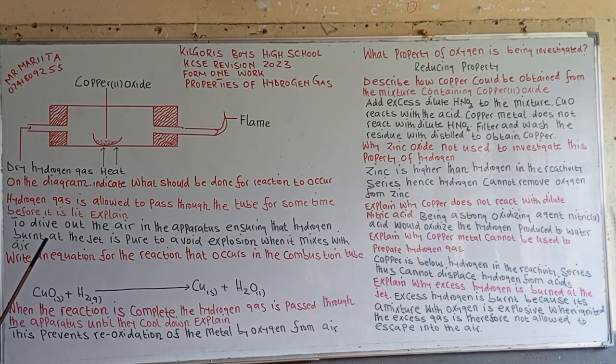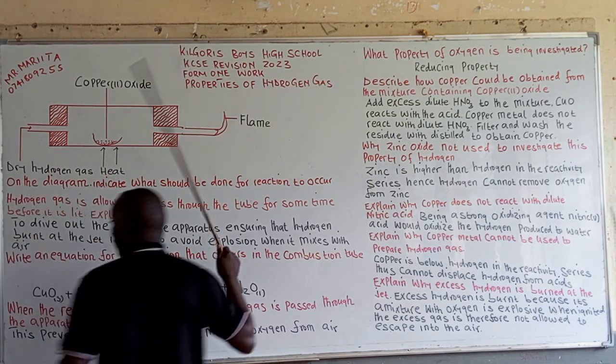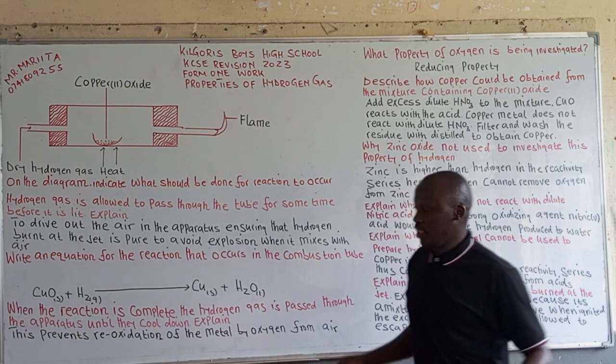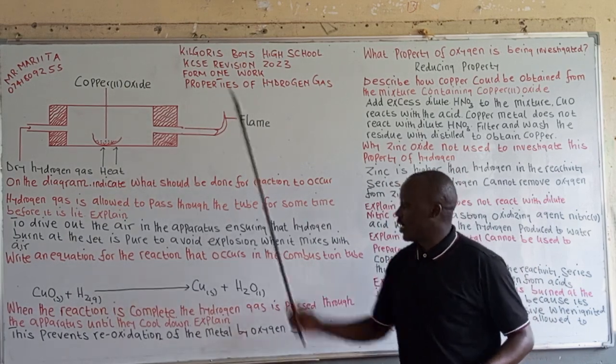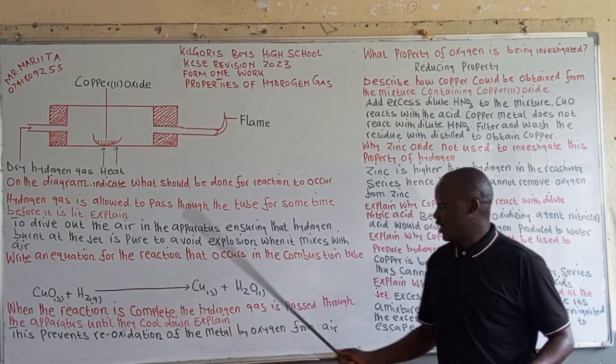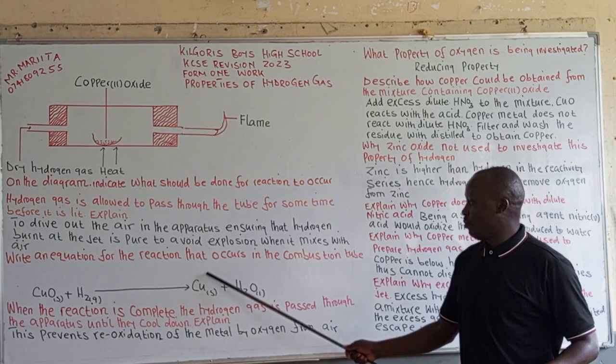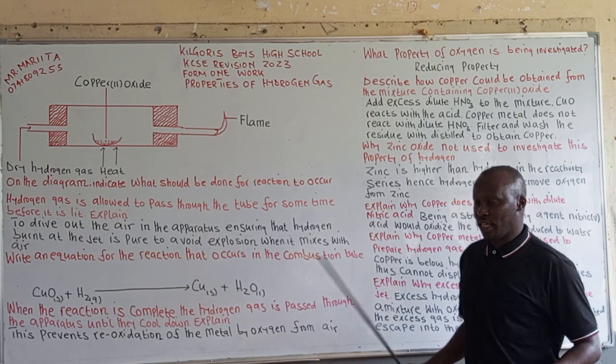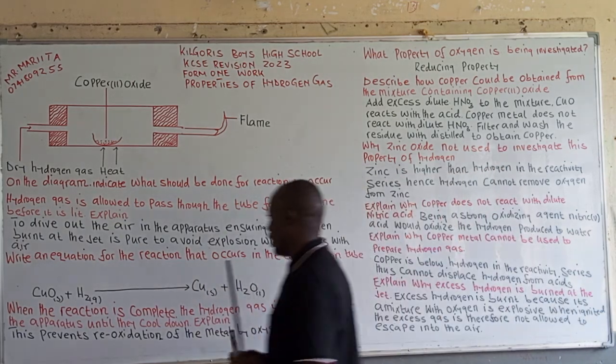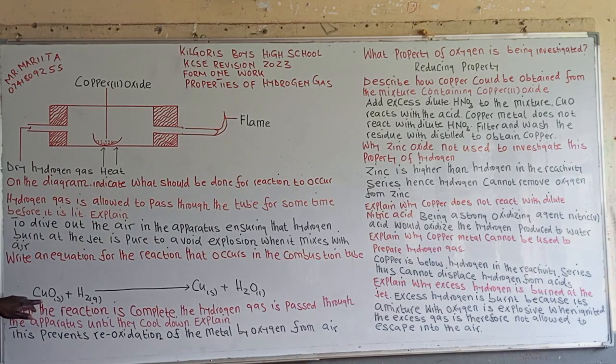Write the equation for the reaction that occurs in the combustion tube. In the combustion tube, in the presence of heat, copper oxide combines with hydrogen, and then you have copper metal and water as a liquid. What you need to understand is that this copper oxide has been reduced to copper metal.